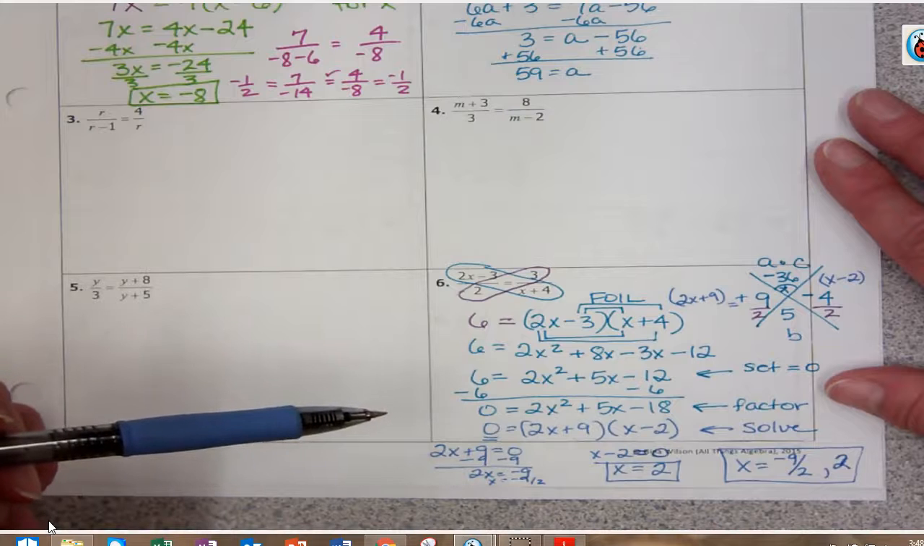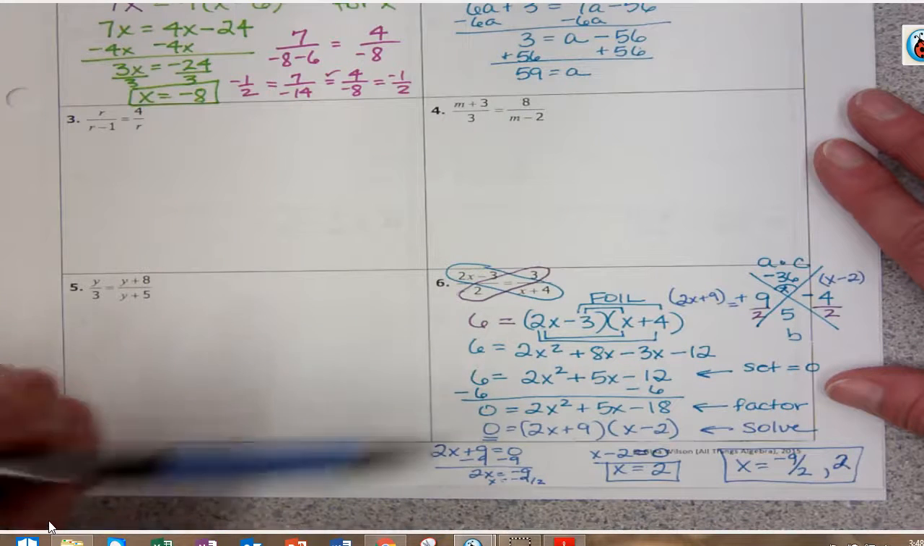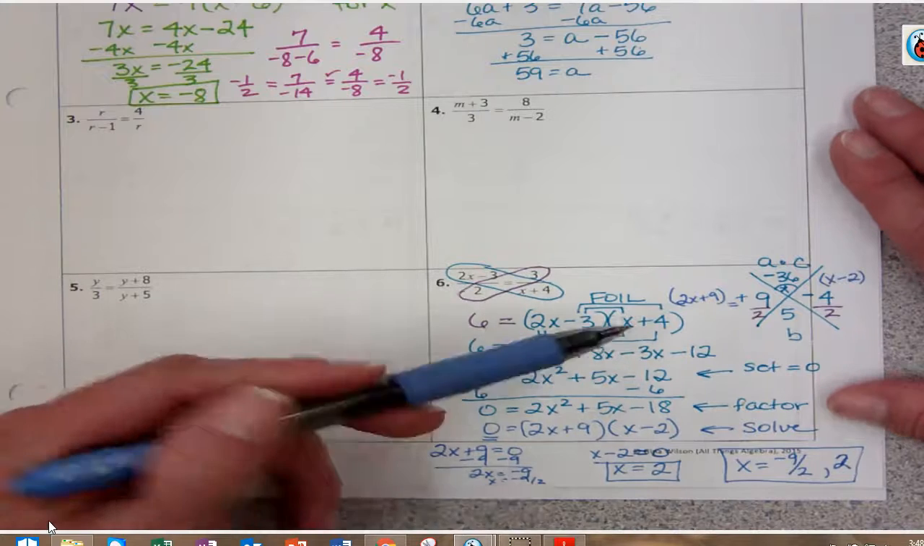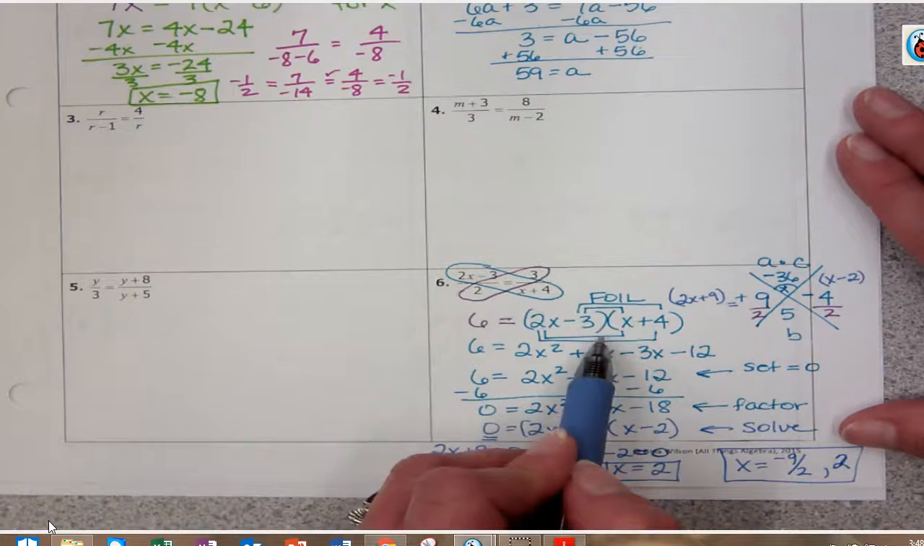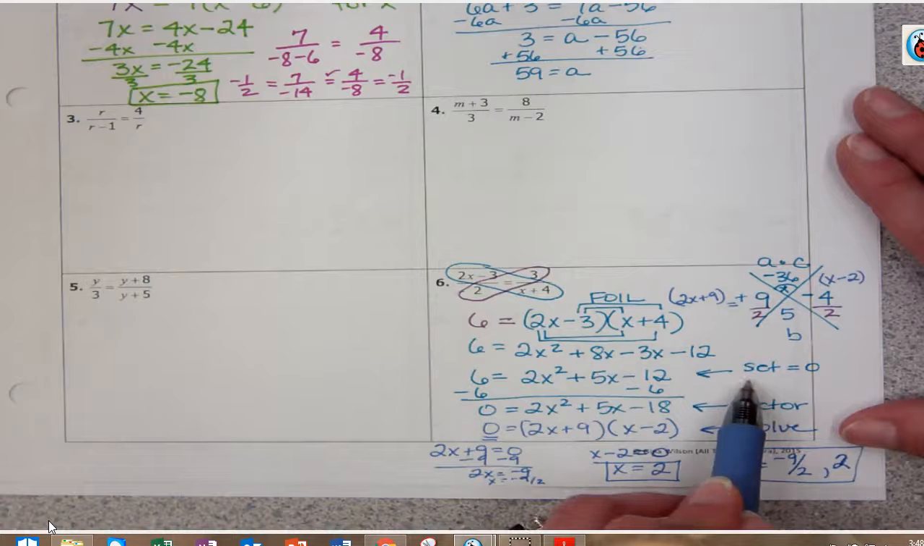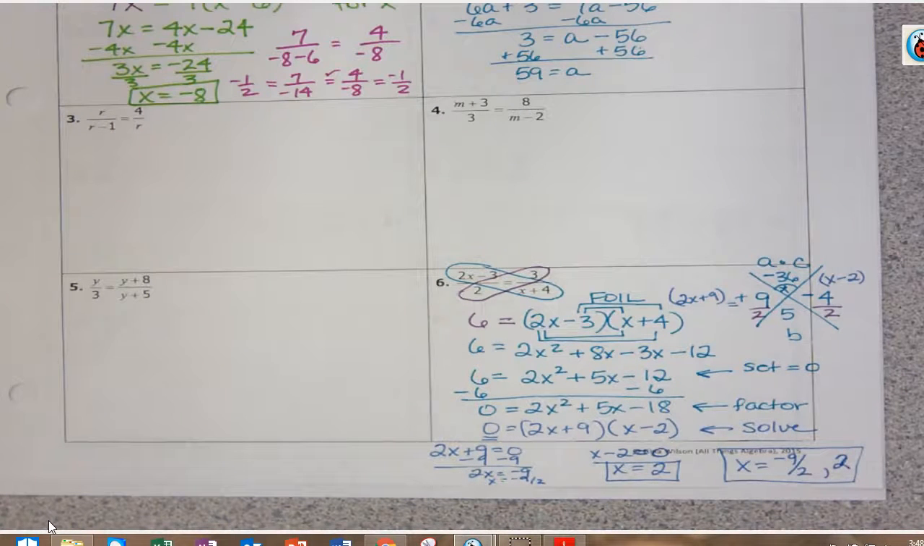All right, so do you guys see that you have to make sure that you go through all the steps. You FOIL, you cross multiply, FOIL them out, set it equal to 0, factor, and then solve. All right, hopefully that is going to be helpful for that first page.